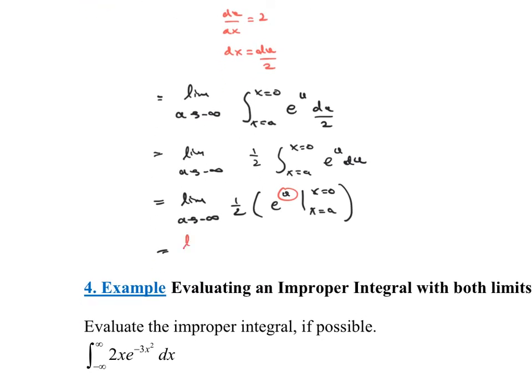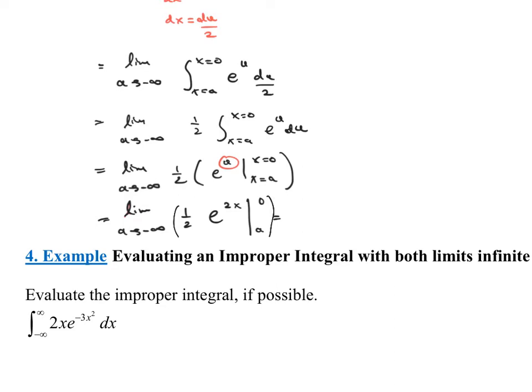So this is the limit as a approaches negative infinity of 1/2 times e to the 2x evaluated from a to 0. So let's go ahead and evaluate it. Let me throw parentheses around this for you. This is going to be the limit as a approaches negative infinity of 1/2 e to the 2 times 0, which is e to the 0, which just turns into a 1, right? And then you would have the minus 1/2 e to the 2a in here.